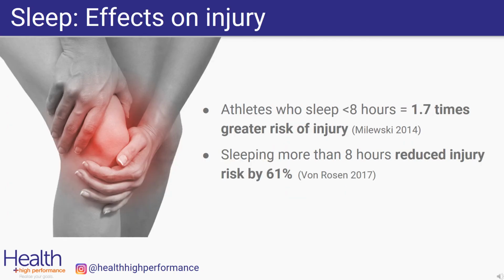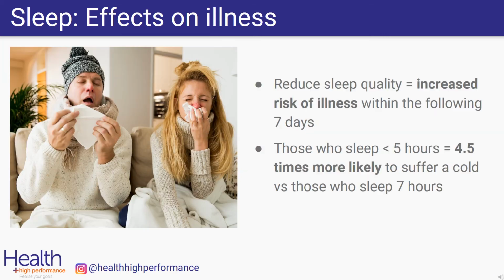Sleep can have a profound effect on injury risk. Milewski et al.'s study on adolescent athletes found that those who slept on average less than 8 hours per night had a 1.7 times greater risk of being injured than those who slept more than 8 hours. In another study on elite adolescent athletes, Von Rosen et al. found that sleeping more than 8 hours per night reduced the injury risk by 61%.